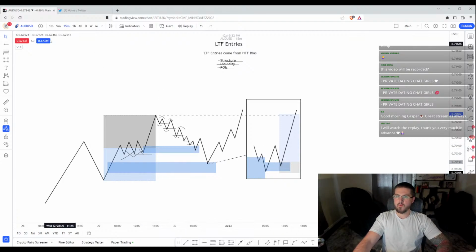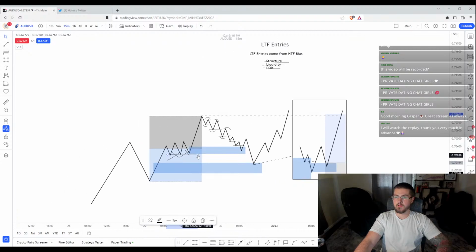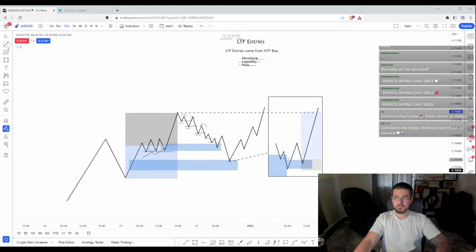So one thing I want to point out is when I'm using an entry, I want to see this in the lower time frame. So I want to see liquidity here, right? I want to see that liquidity taken. And I also want to see liquidity taken right there. The reason for that is, and that's oftentimes what this pattern is, those early traders get stopped out.